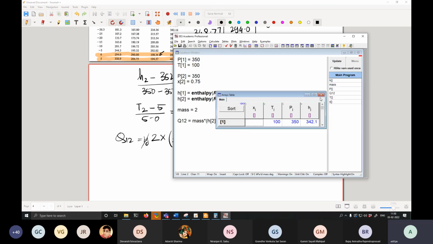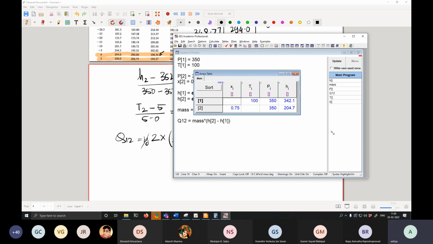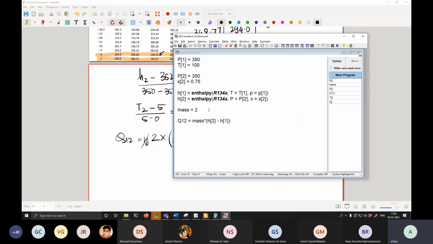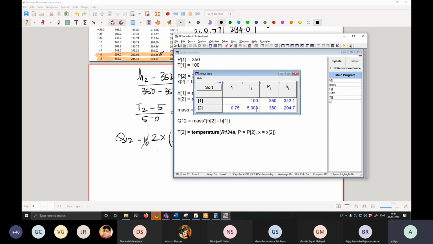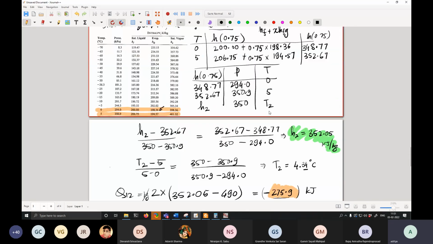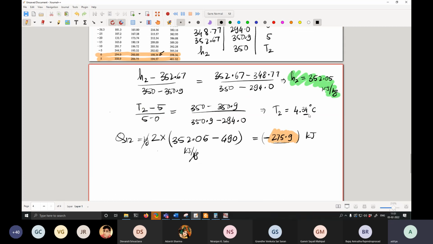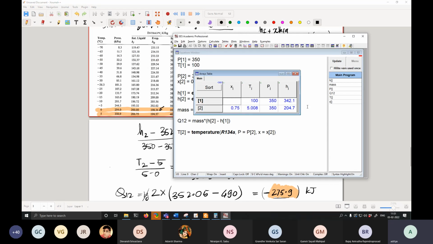Okay, let's also see whether we have the correct state points or not. I've not fetched the values, so let me also fetch the values. So I want to know what T2 is as well. So I will say, apart from this, for my understanding, T2 equal to temperature, R134a, P equal to P2 and X equal to X2. The temperature is 5.008 degrees Celsius. And we had obtained 4.34. These are all interpolation artifacts. Don't worry about it. This table is not going to be precise. This is going to be precise.